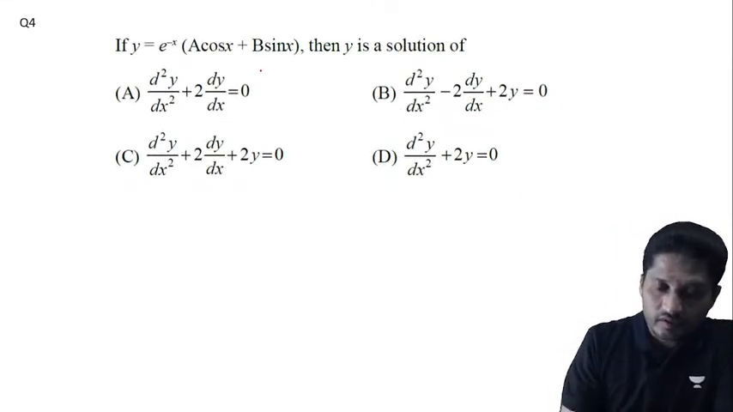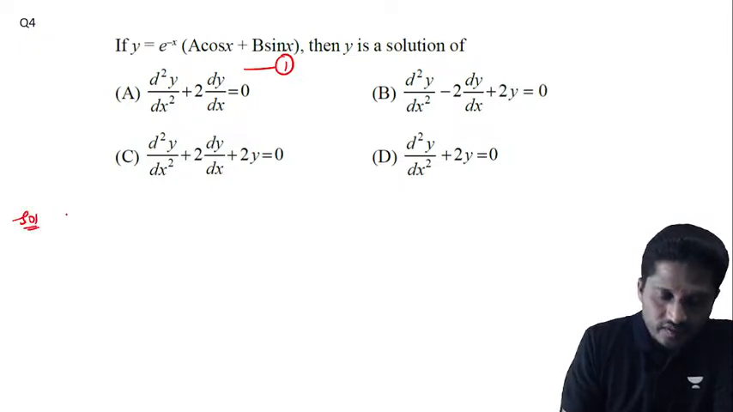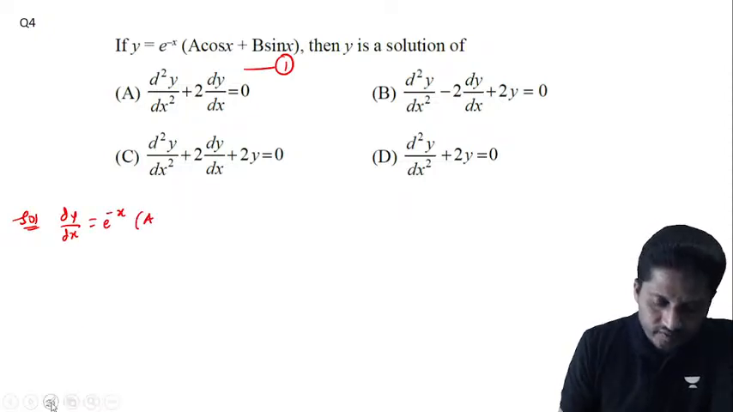Right, now you call this equation 1. If I differentiate once, dy by dx is equal to e power minus x into the differentiation of the first function, a cos x. Differentiation of a cos x is minus a sin x, plus differentiation of b sin x is b cos x. This is first differentiation of second.